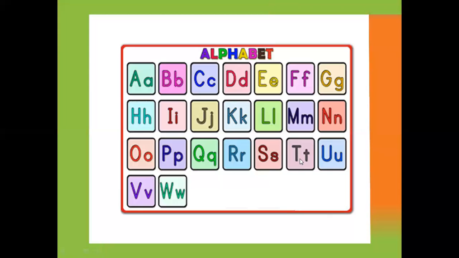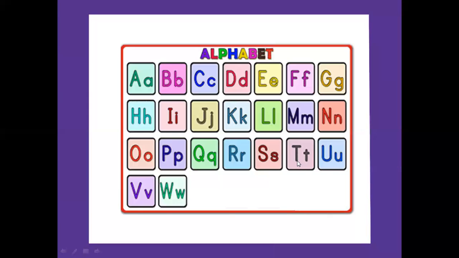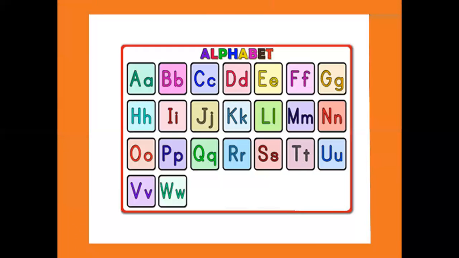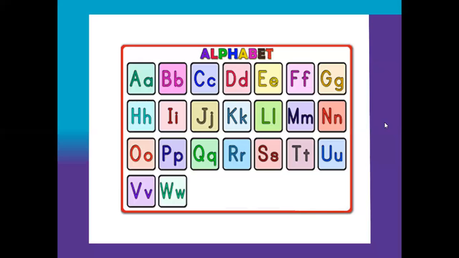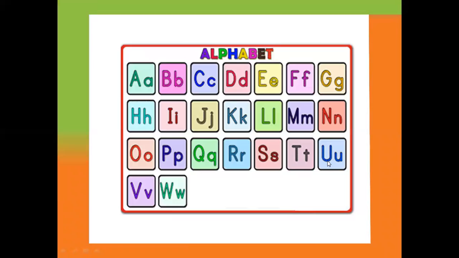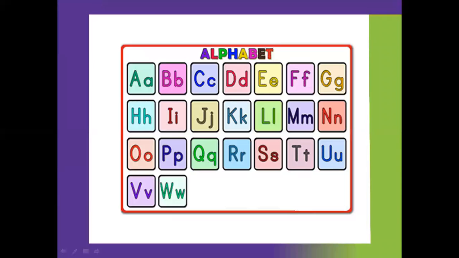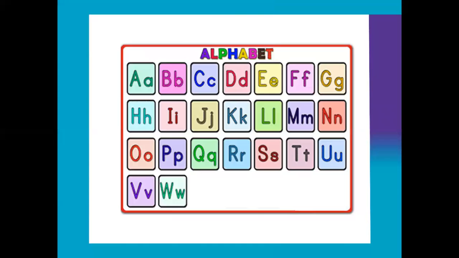After S, our next letter is T. Tiger. How does it sound? Tiger. Now after T, our next letter is U. And we have learned up to U. Now our new letters are V and W.